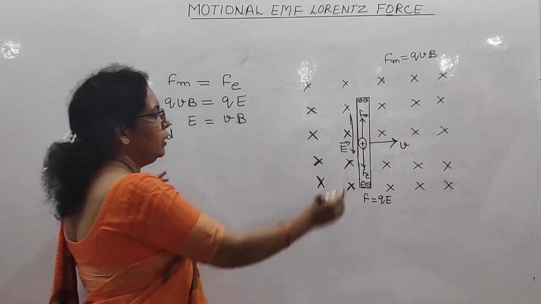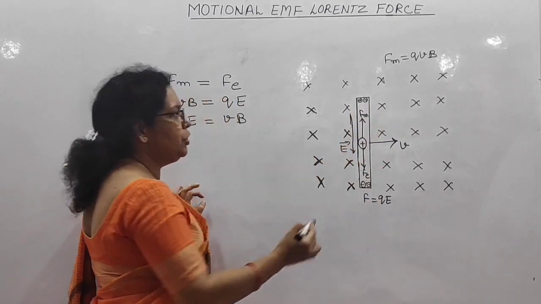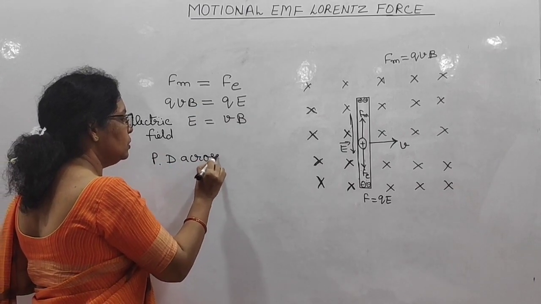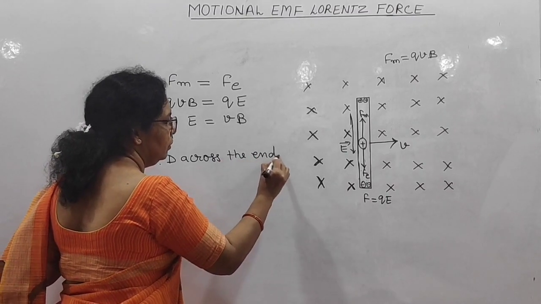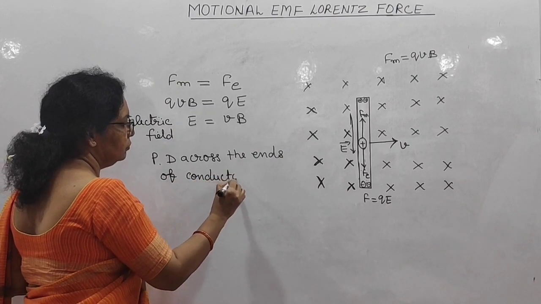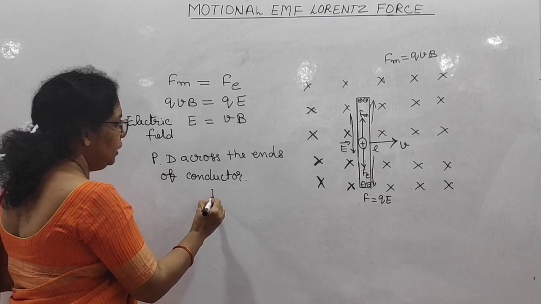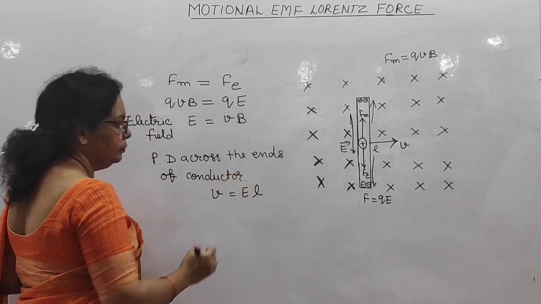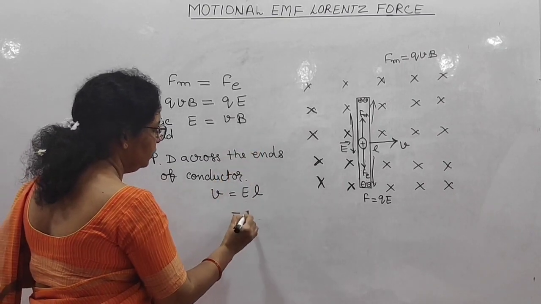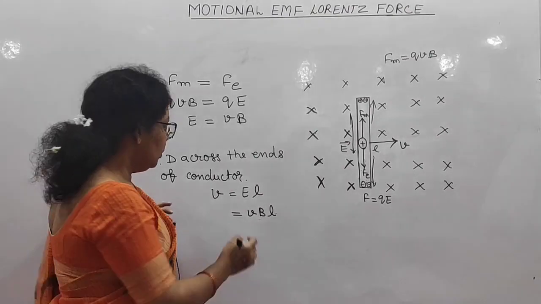Now, with this electric field, positive charge accumulates here and negative charge accumulates here, so a potential difference is created. The potential difference across the ends of the conductor, where the length of the conductor is L, is V equal to E L. In place of E we can write small v into B into L. Now what is this potential difference? This is the EMF.